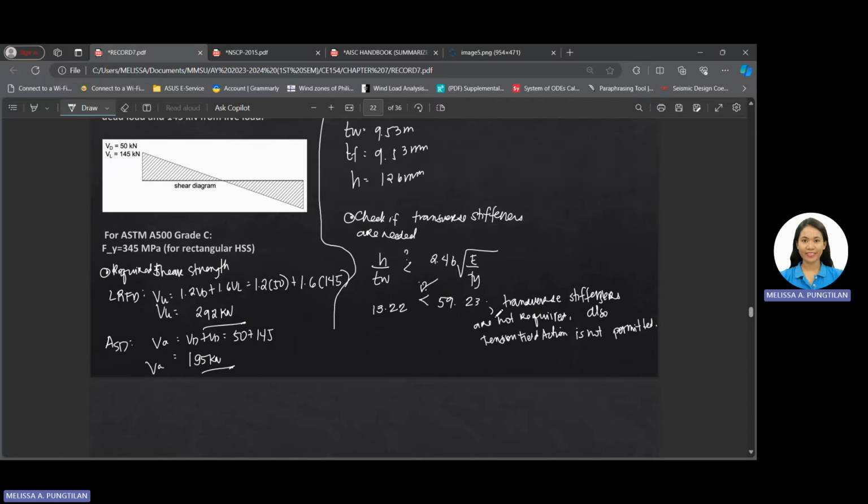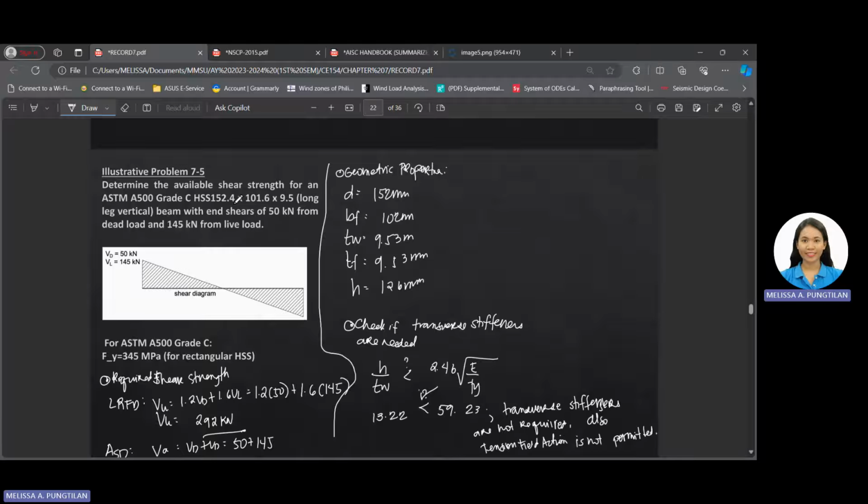Since we now know that transverse stiffeners are not needed, let us proceed again to Section 507 to determine the nominal shear strength. So, now we will look for a section that is exclusive for HSS, because that is the section of our 152.4. It is like a rectangular HSS. Okay.